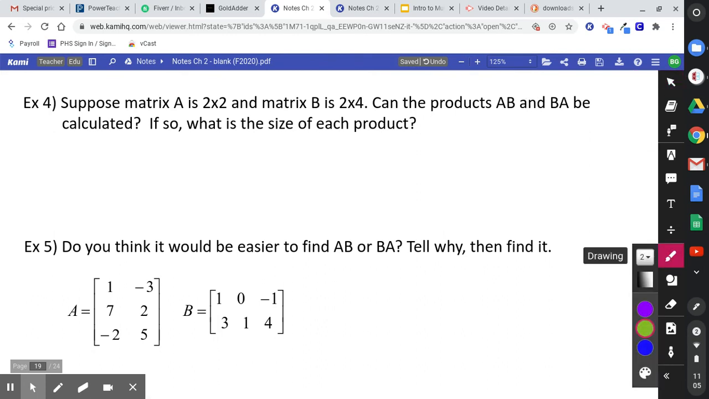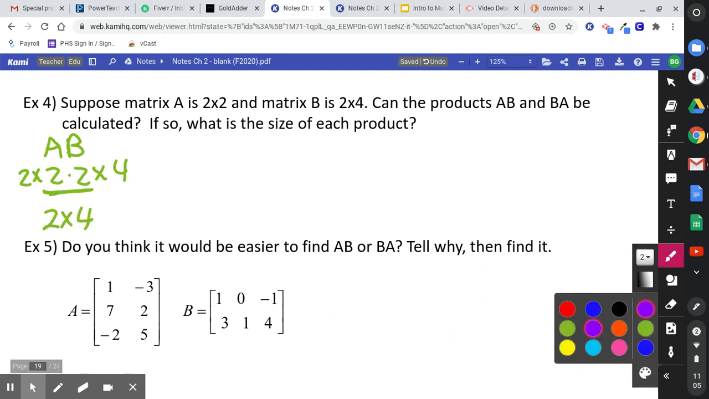Number 4. Suppose matrix A is 2 by 2 and matrix B is 2 by 4. Can the products AB and BA be calculated? So all they're asking you to do is look at AB. A is a 2 by 2 and B is a 2 by 4. Is that possible? Okay, well, yeah, that's possible. When those two match, it's possible. Your result is just going to be the outside numbers, 2 by 4.